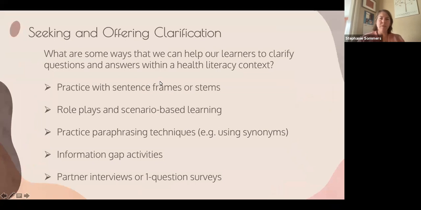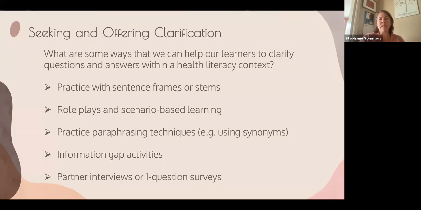So under effective communication, there are a number of things that we can do. One of the skills that is important to practice is seeking and offering clarification, right? So what are some ways that we can help our learners to clarify questions and answers within a health literacy context? Well, we can practice with sentence frames or stems. We could do role plays and scenario-based learning. We can practice paraphrasing techniques. So paraphrasing is a great way for your students to demonstrate that they understand something.